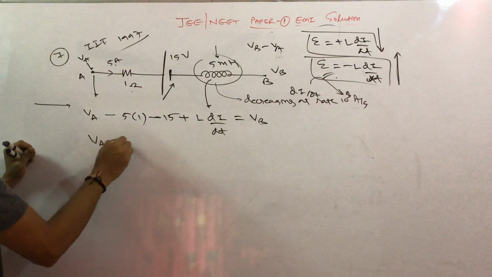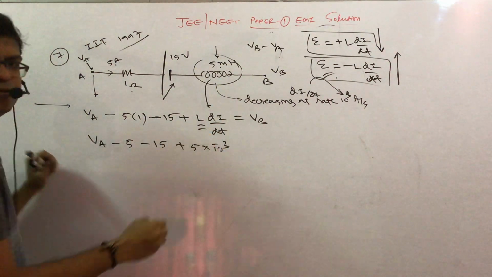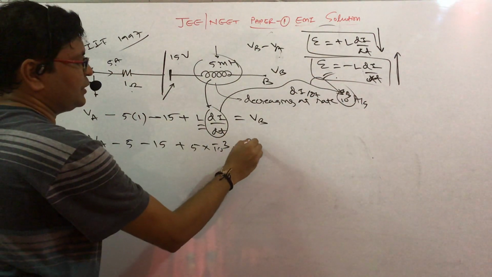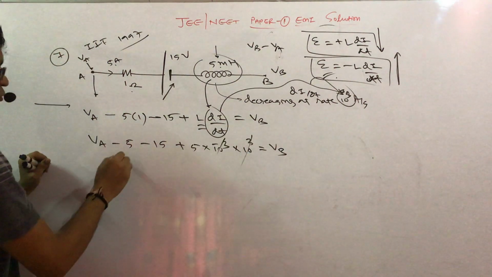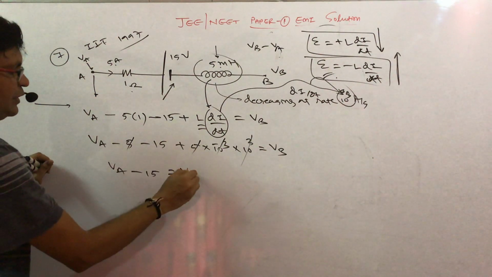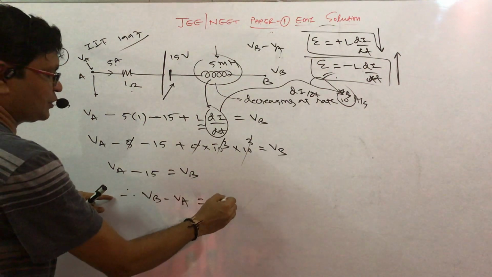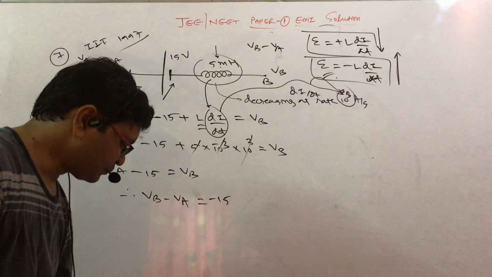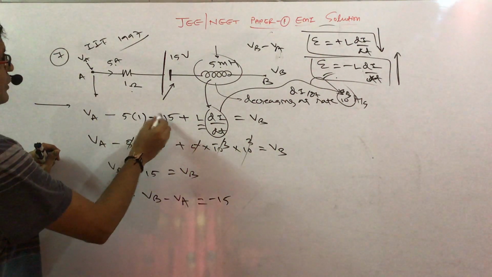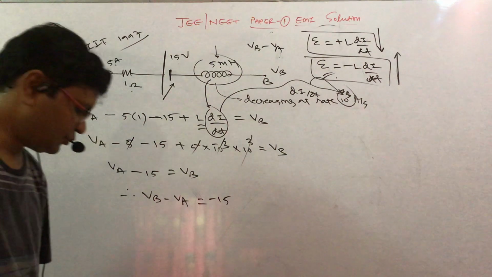VA minus 5 minus 15 plus L, already 5 millihenry, so 5 into 10 raised to minus 3, and di by dt, the rate of change of current, is 10 raised to 3, equals VB. VA cancels, and so the answer is minus 20 plus 5, minus 15. But they asked the question about VB minus VA. Check it, VB minus VA. So the answer here is minus 50 volt. This is your answer.